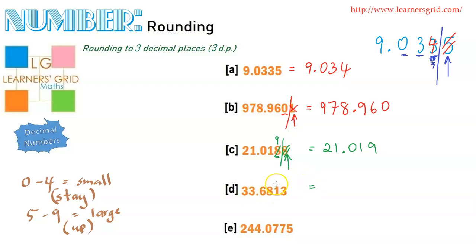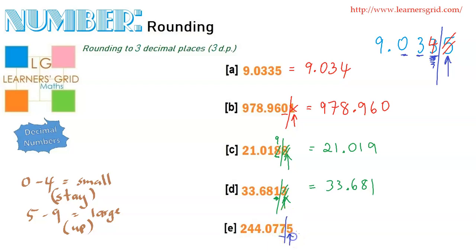For this question here, we see this is our 3rd decimal place. Put there, that's the cutoff. Look at our indicator digit, it's 3. 3 is small, therefore this 1 can stay as it is, and then we don't need any digit after it. So 33.681.